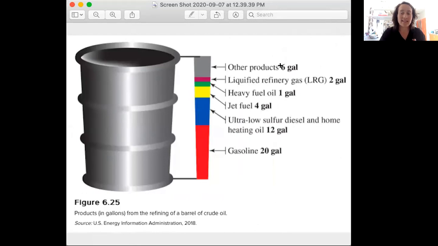Other products, 6 gallons, goes to other products, and this includes plastics. So plastics are made from taking these hydrocarbons and making polymers out of them. So if you want to reduce your carbon footprint, an easy thing you can do is try to minimize your use of plastics, especially single-use plastics like disposable water bottles that you just drink once and throw away. Invest in maybe an aluminum or metal reusable water bottle. It could even be a reusable plastic water bottle, just as long as you're reusing it, right? You're reducing the amount of carbon you're using, technically.